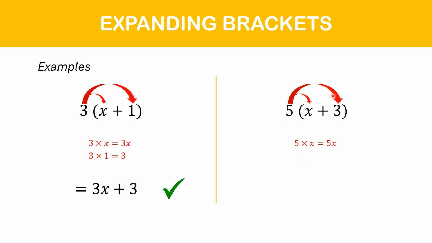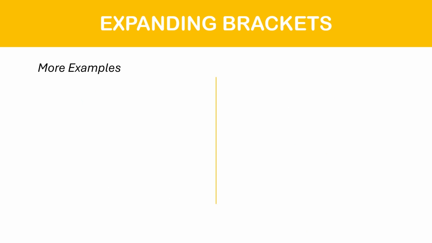The next step, of course, is 5 times 3. 5 times 3 is 15, and we take these two terms and we put them into an expression, giving us, what does it give us? That's right, 5x plus 15. Correct. So you see we've gone 5 times x to get 5x and 5 times 3 to get 15. Well done. We're going to have a look at a couple more tricky examples.